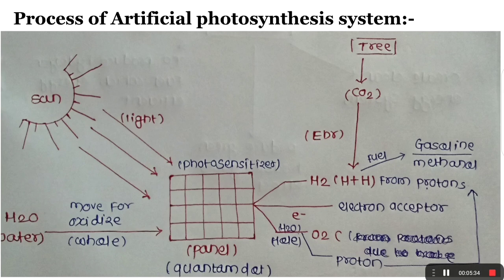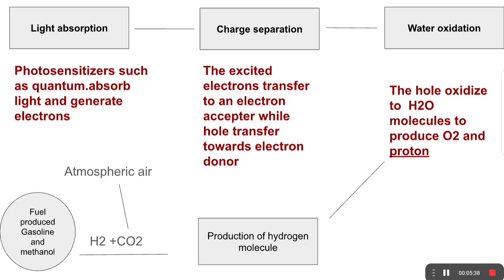Now let's see in detail. The first step is light absorption. Photosensitizers such as quantum dots absorb light and generate electrons. Simply, photosensitizers such as the PV panel, which contains quantum dots, absorb the light and generate the electrons. Next step is the charge separation.